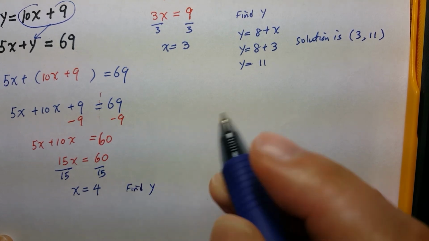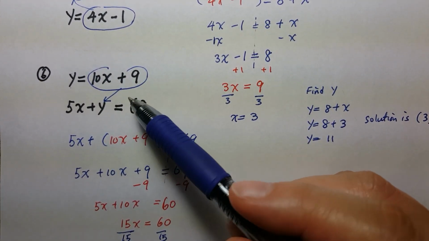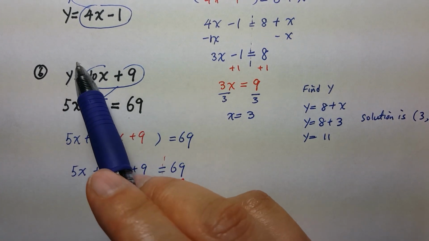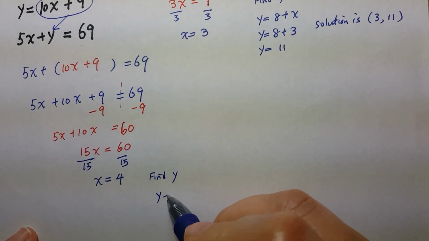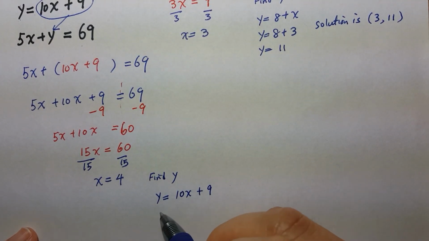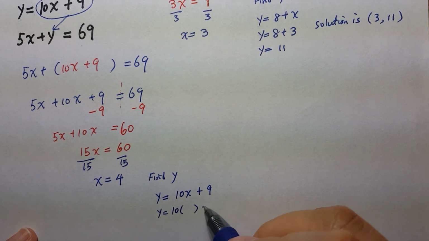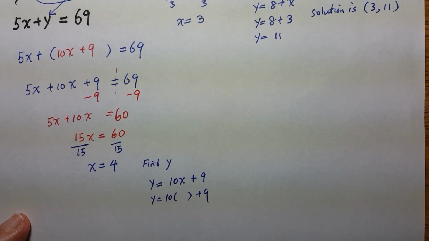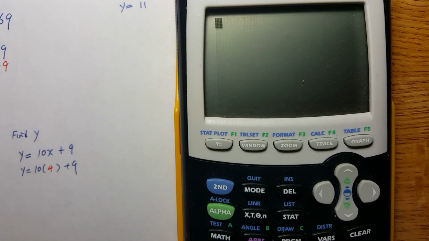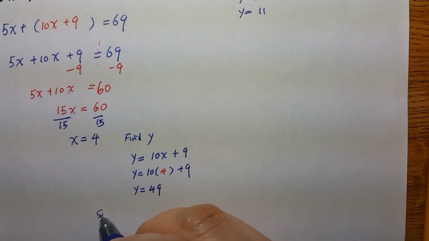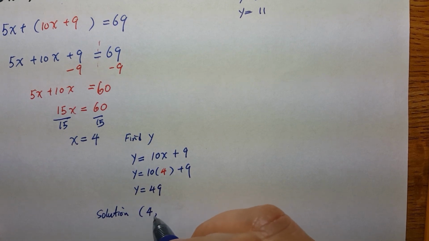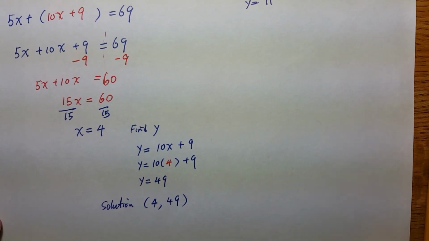Now we have to find y. When you find y, you pick one of the equations. It doesn't matter if it's the top one or the bottom one, but I like to pick the top one this time because the y is already by itself. So y equals 10x plus 9. So y equals 10 times parentheses plus 9, and I have x equals 4. So now I'm going to do substitution. You have 10 times 4 plus 9 equals 49. So you got the solution (4, 49). So we finished question number 6.